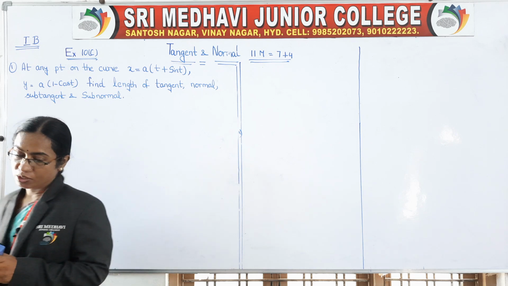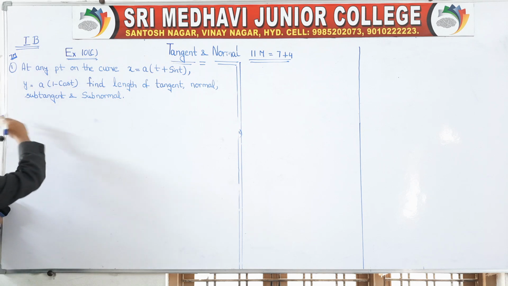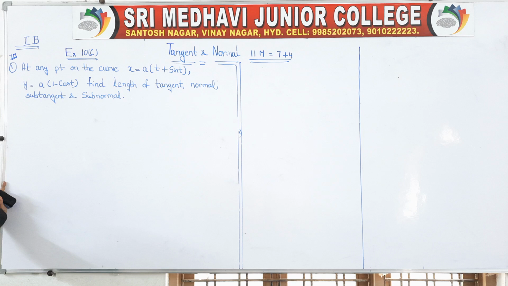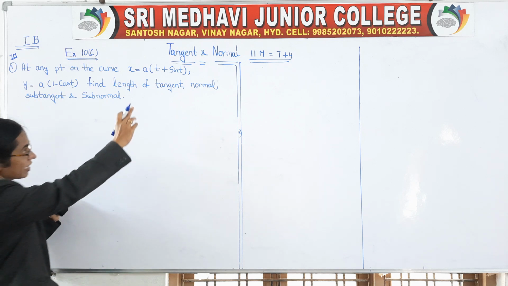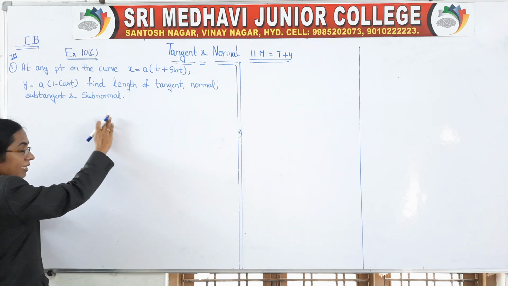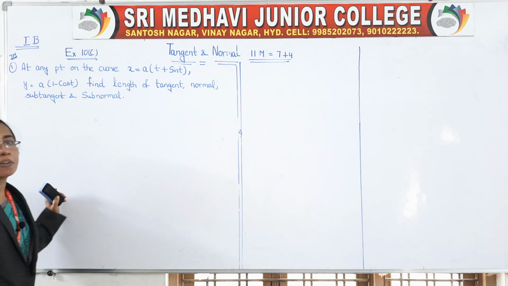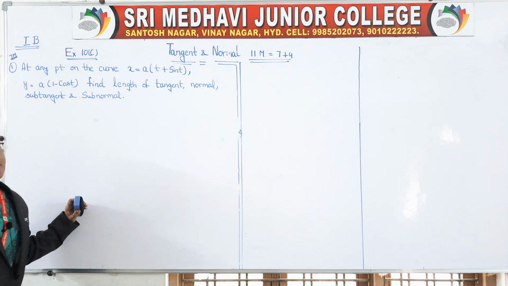So come to this question, the most repeated 7 marks question, this one, right? So observe, at any point on the curve x is given to you and y is given to you, find the length of the tangent, normal, length of subtangent, length of the subnormal. So what I said, all these formulas are with respect to y dash, right? So y dash means dy by dx, okay?